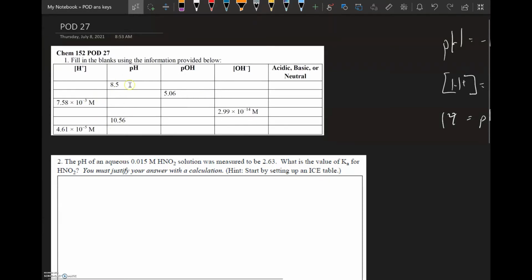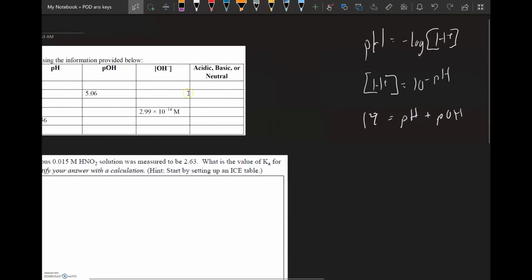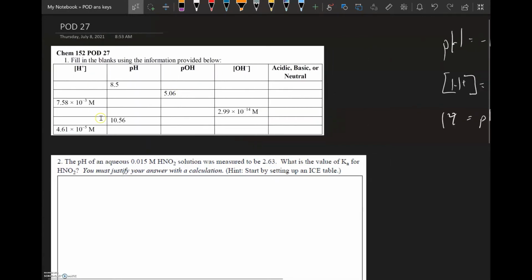The first one is we're going to have a pH of 8.5. We can do a couple of things. We can go ahead and calculate the hydrogen concentration. Let's just do that and get it out of the way. To get the hydrogen concentration, we're just going to do 10 to the negative 8.5, and that gives me 3.2 times 10 to the minus 9.